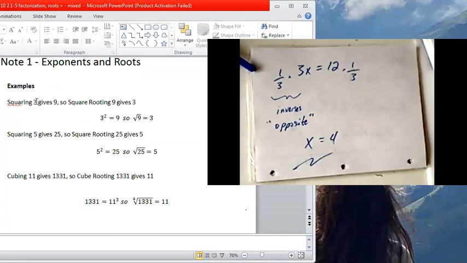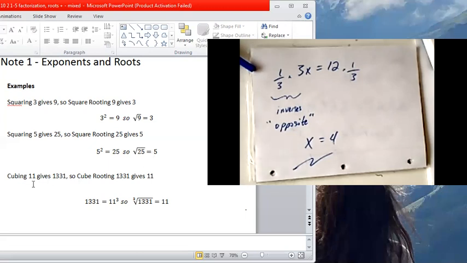So you see squaring 3 makes it bigger. Square rooting makes it smaller. Squaring the 3 gives you the 9. Square rooting the 9, the opposite, gets you back to the 3. Squaring the 5 makes it bigger. If you have decimals, it's different, but that's okay. 5 squared gives you 25. Taking the square root undoes that and gets you back to 5. It's the opposite.